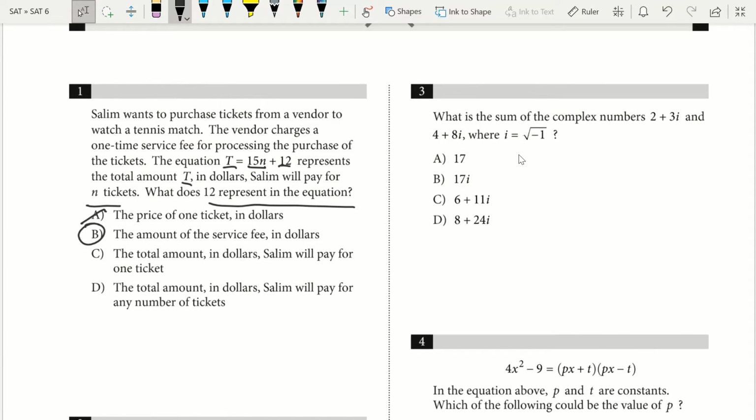Question 3. What is the sum of the complex numbers 2 plus 3i and 4 plus 8i, where i equals the square root of -1? Well, we'll start by adding our whole numbers, so we'll have 2 plus 4, which equals 6. Now we'll add our imaginary numbers, which will be 3i plus 8i, which equals 11i. 6 plus 11i will be our answer, which is C.